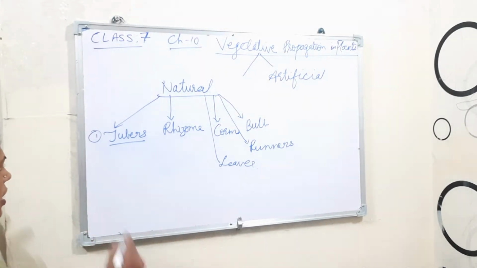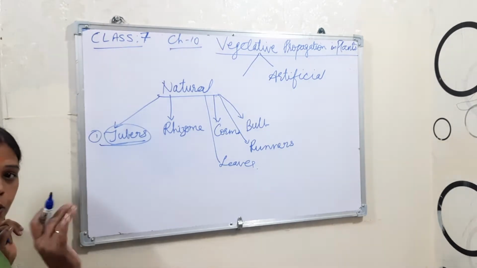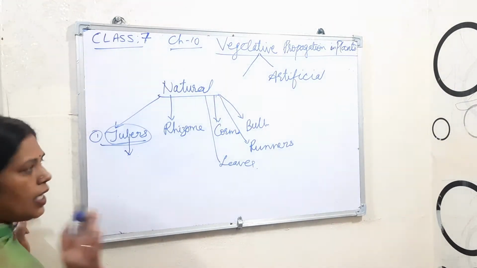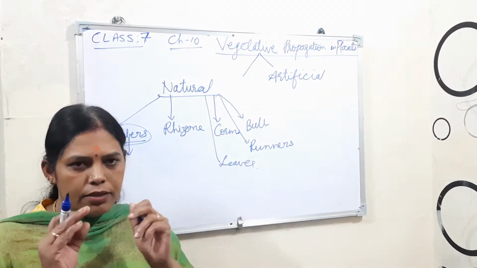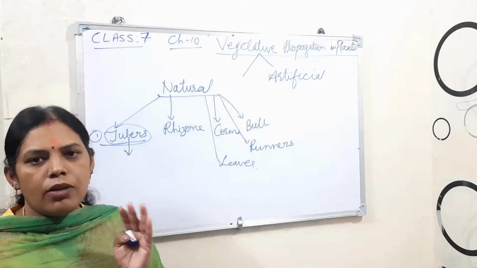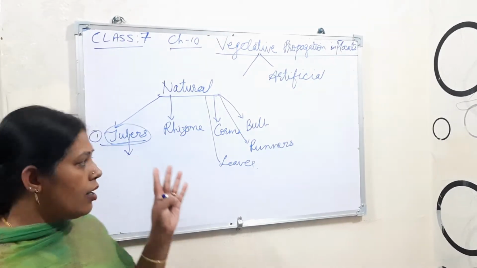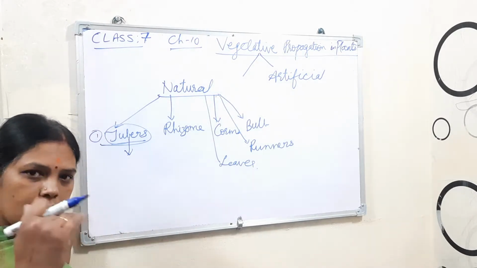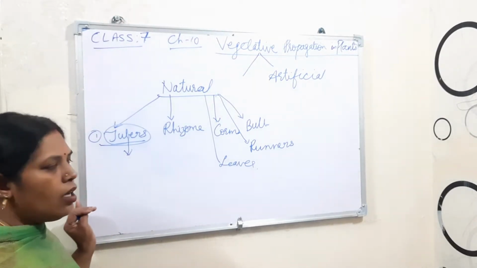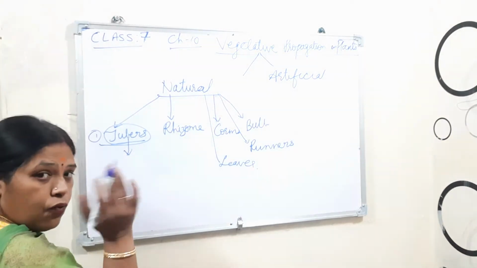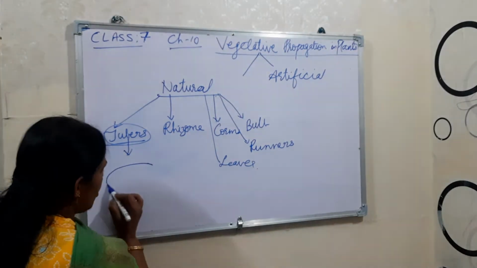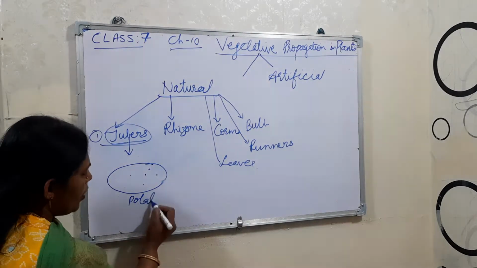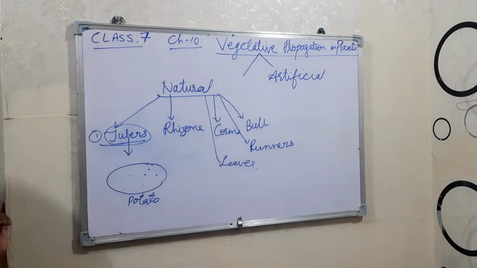Okay, let's see. First one, the tubers. How does it occur in tubers? Tubers are mainly fleshy, enlarged, long, underground stems. These stems grow below the ground, and they store food in them. For example, potato. In potato, you can see this kind of propagation.